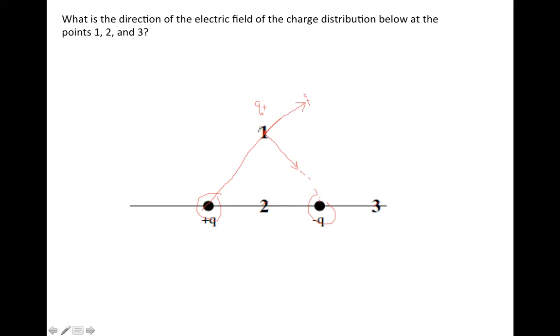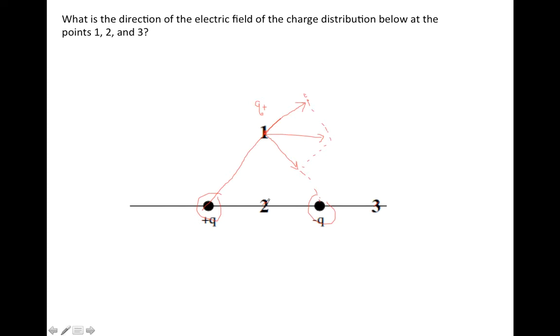Now the resultant of these two vectors can be found by simply doing the parallelogram. I'm sure you're familiar with it, and this will be my resultant. So the direction of the electric field at point 1, it's directed this way. Now for point 2, again, the direction for point 1 is done.